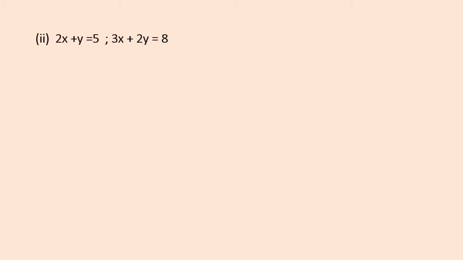Question number 2. 2x plus y equal to 5 and 3x plus 2y equal to 8 are the given pair of equations. First, we have to check whether the pair of equations has a unique solution or not. For that, first we have to arrange the equations in standard form, that is 2x plus y minus 5 equal to 0, and the second equation 3x plus 2y minus 8 equal to 0.